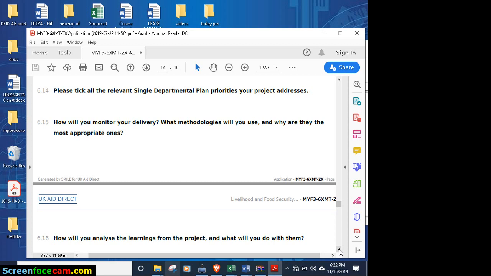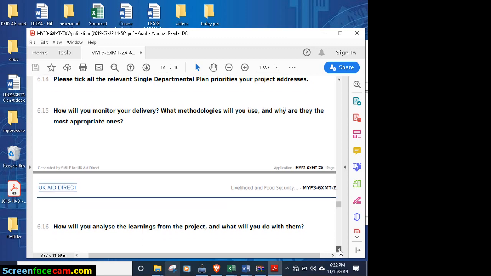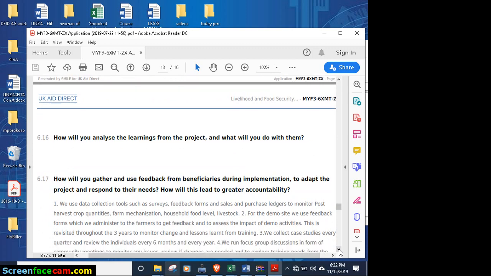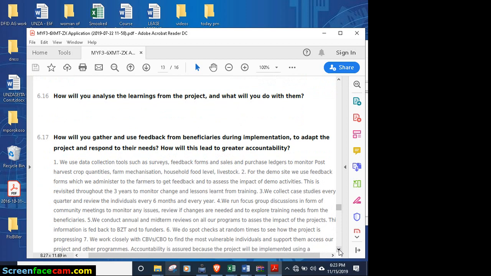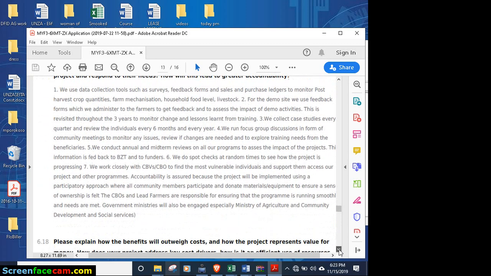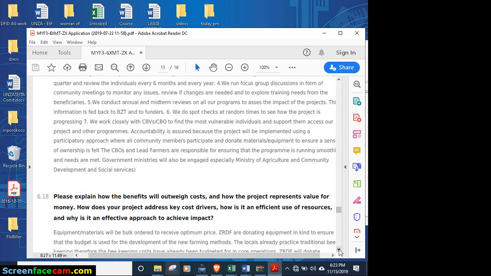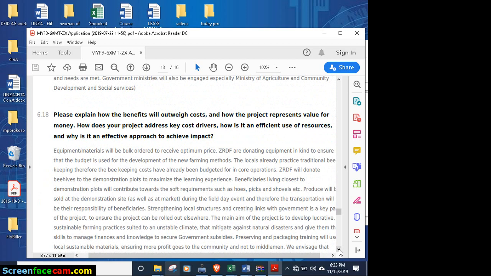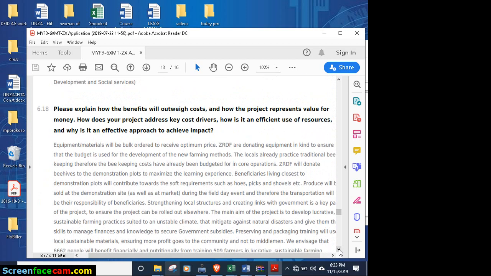How will you monitor your delivery? What methodologies will you use, and why are they most appropriate ones? Okay? How will you analyze the learnings from the project, and what will you do with them? How will you gather and use feedback from beneficiaries? Okay? Please explain how the benefits will outweigh the costs and how the project represents value for money.